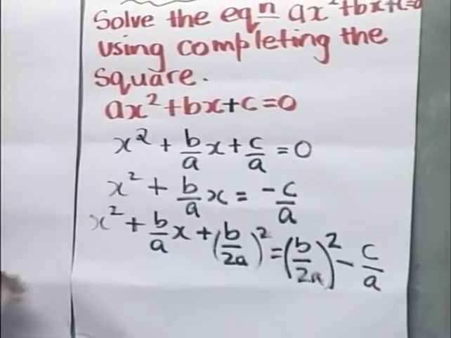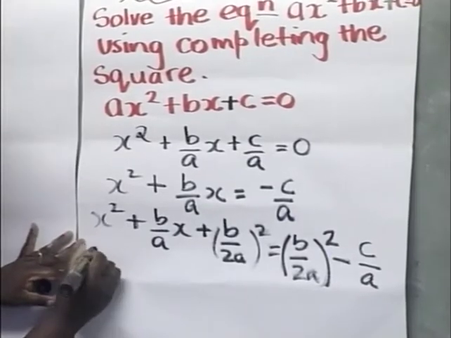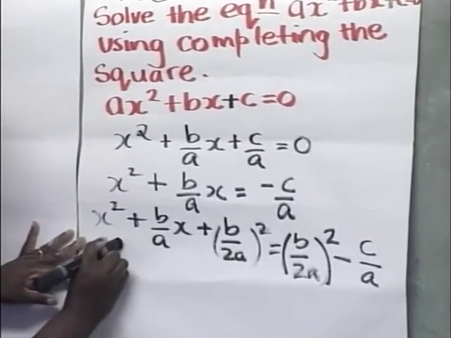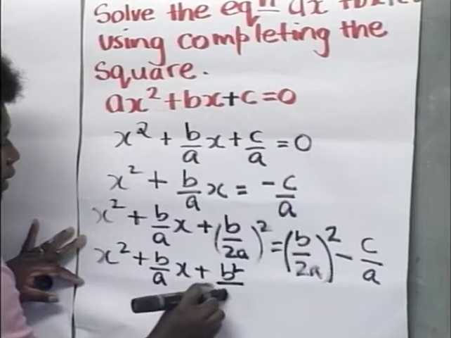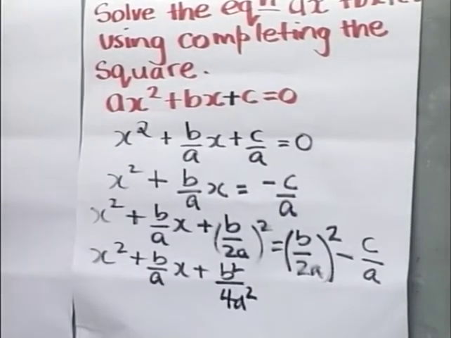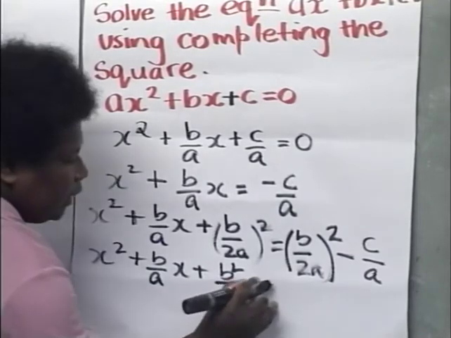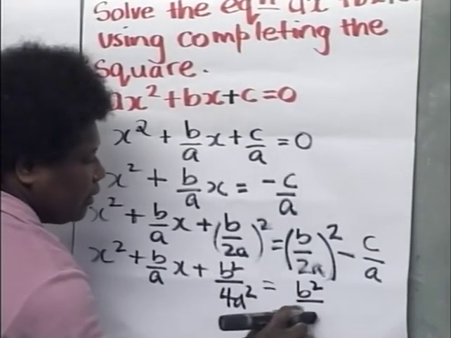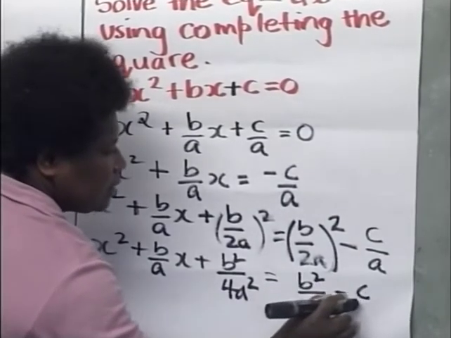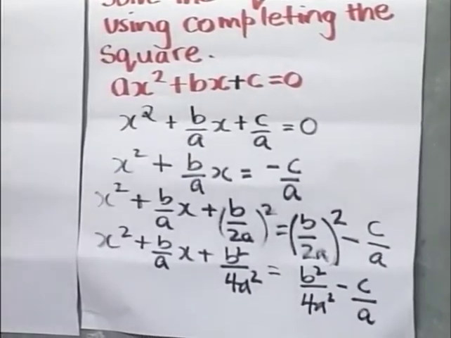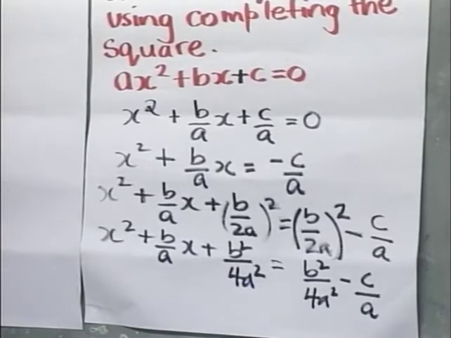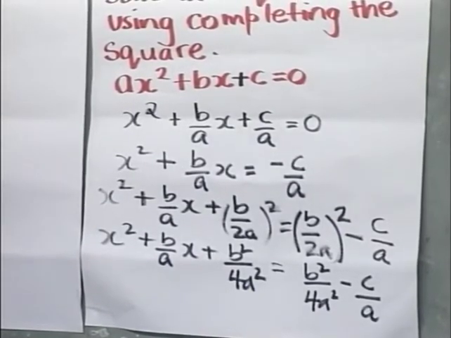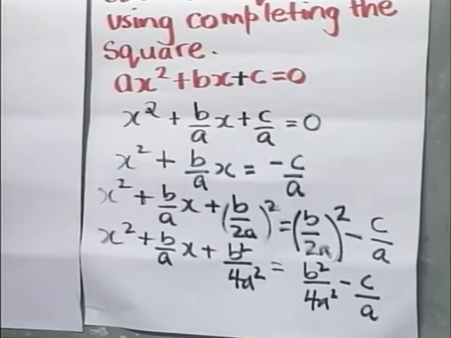Okay, next thing is, x squared plus b over a x plus b squared over 4a squared, that's the square of b over 2a, equals b squared over 4a squared minus c over a. Okay, I'll have to use this one. We'll solve this on the board. This marker is playing up.